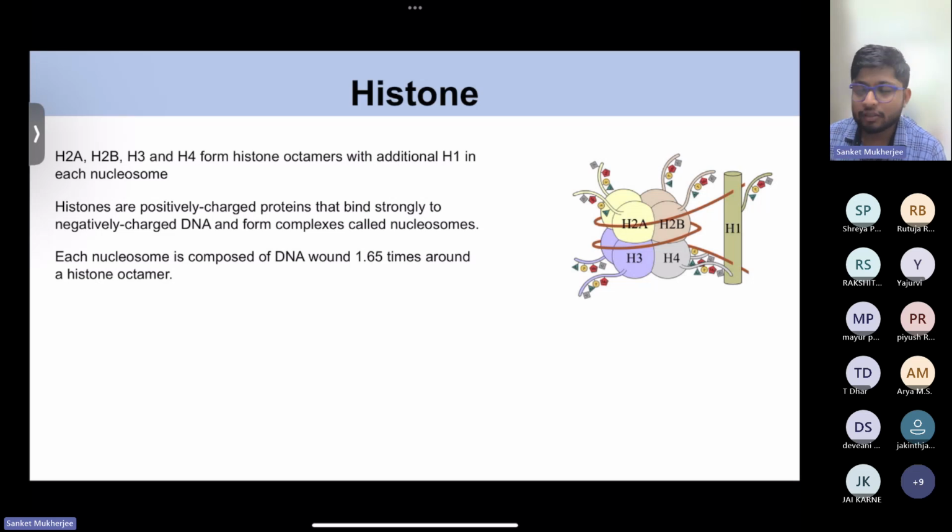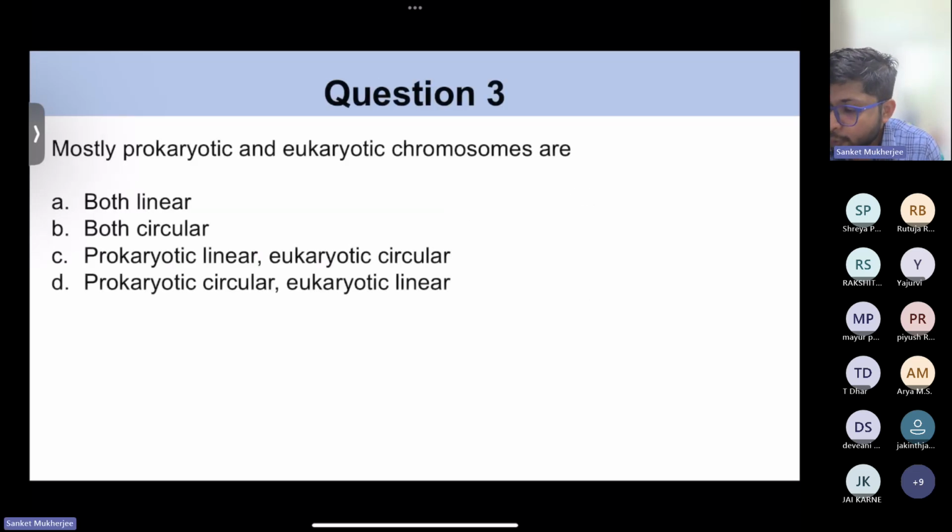Okay, this is the material behind it. You can study about it. So as I told you, there are 4 histone proteins. Sorry, 5: H2A, H2B, H3, H4, and H1, and they form each individual nucleosome, and in each nucleosome, DNA is wound around 1.65 times, right? Most prokaryotic and eukaryotic chromosomes are: both linear, both circular, prokaryotic linear and eukaryotic circular, or prokaryotic circular and eukaryotic linear. So what would be the answer?